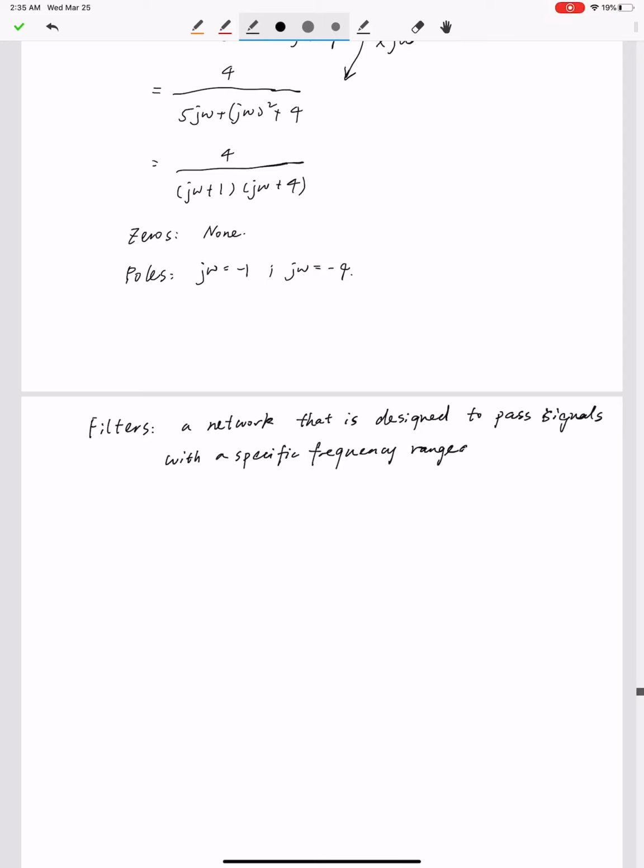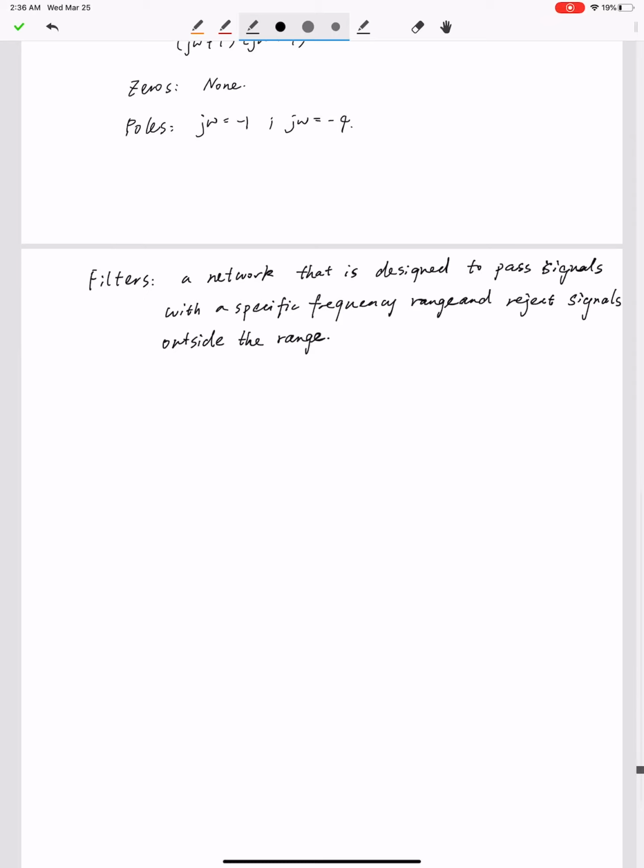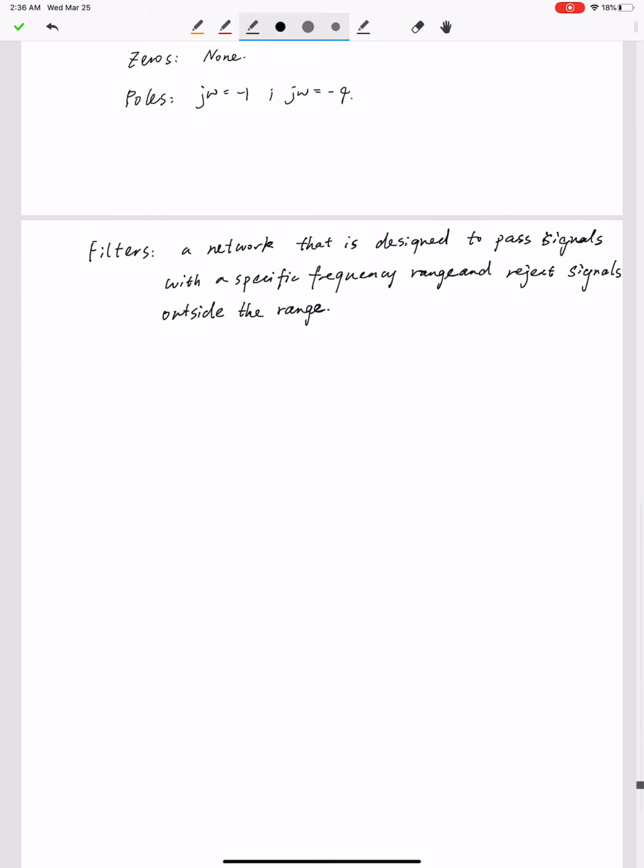And reject signals outside that range. I will explain this definition later, but let's first take a look at the simplest filter, which is the low pass filter.